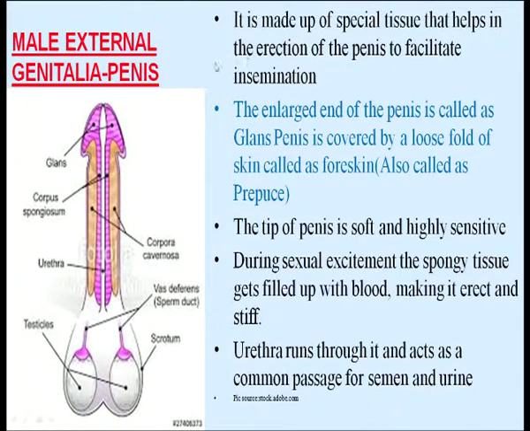The large end of the penis, which is shown by the arrow, is called the glans penis. It is covered by a loose fold of tissue called foreskin, also called prepuce. The tip of the penis is highly sensitive. During sexual excitement, this spongy tissue gets filled with blood, making it erect and stiff.